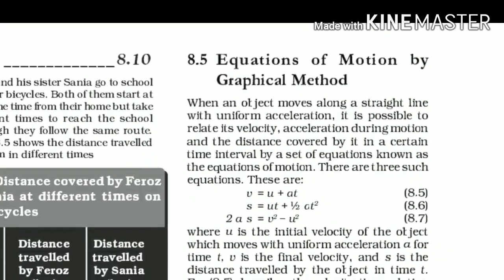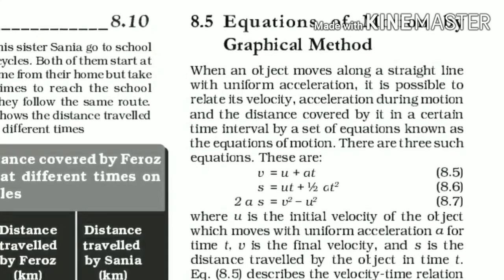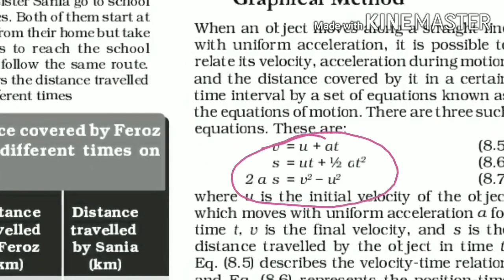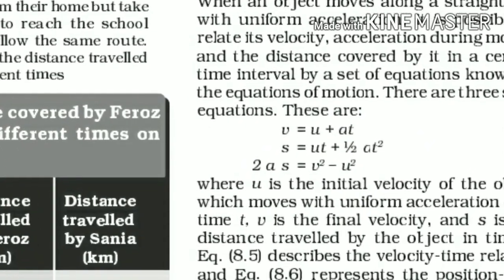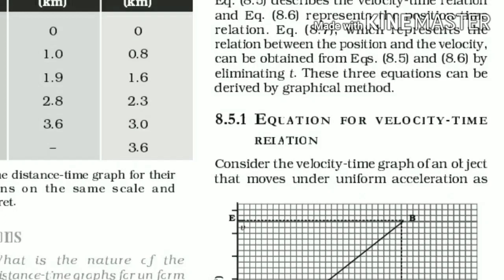Next topic that we will start is equation of motion by graphical method. We will derive these three equations of motion. Here, u is the initial velocity, v is the final velocity, a is acceleration, t is time, and s is the distance. Now we will start with the first equation, that is the equation for velocity-time relation.